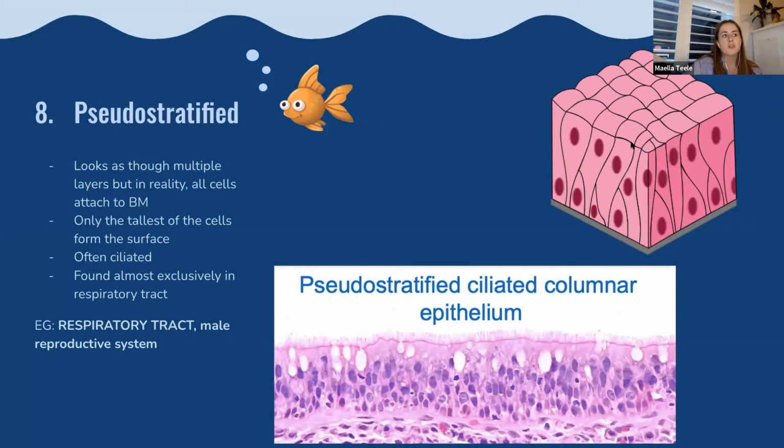And they're found almost exclusively in the respiratory tract. Pseudostratified epithelium is usually ciliated. So if you see this one, this is a pseudostratified ciliated columnar epithelium. And that's often found in your respiratory tract and also in your male reproductive system. So that's all the types.